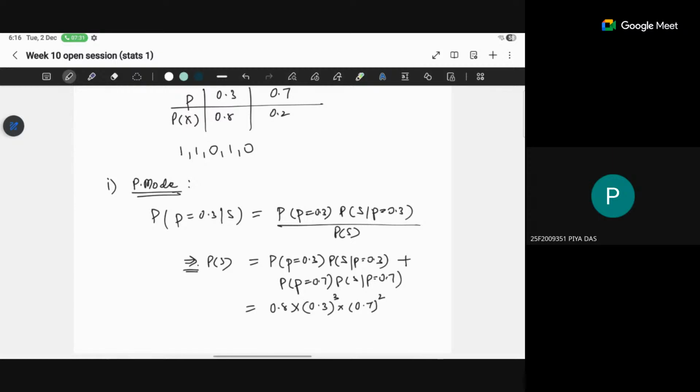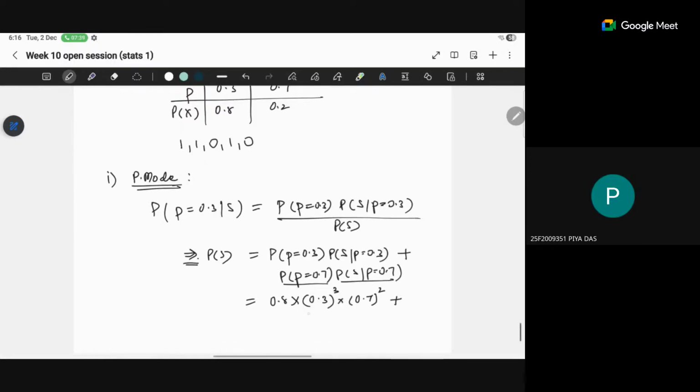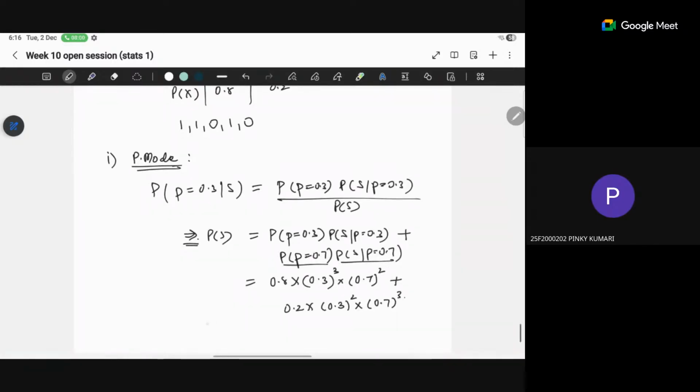Yes, ma'am. Okay. Now, you guys tell me this value. What is the probability of P equals 0.7? 0.2. 0.2 into 0.3 to the power 2, okay, 0.7 to the power 3. Correct. Till here, anyone having any doubts? No doubt. Okay.